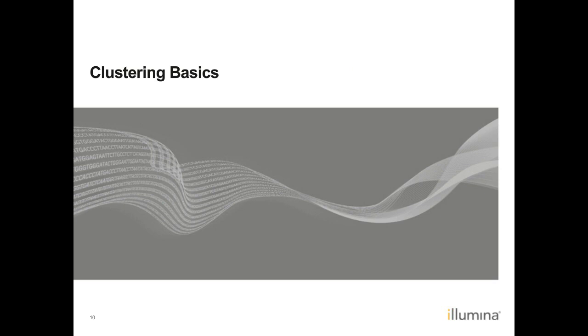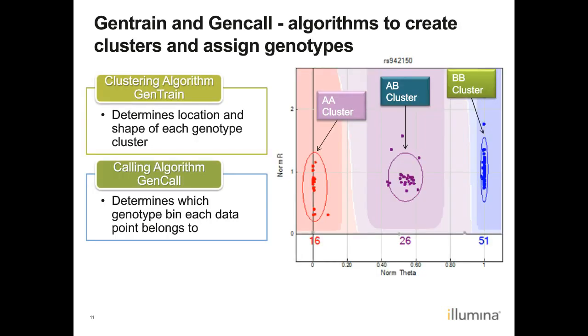So now let's take a look at how these data get clustered and genotypes assigned. There are two algorithms that are largely responsible for this. The clustering algorithm is called GenTrain. It determines the location and shape of each genotype cluster. The other algorithm, the calling algorithm, is called GenCall. Once the clusters have been established, each individual data point is analyzed and assigned to a particular genotype based on that data point's position relative to these clusters.